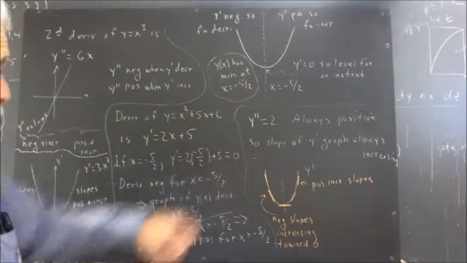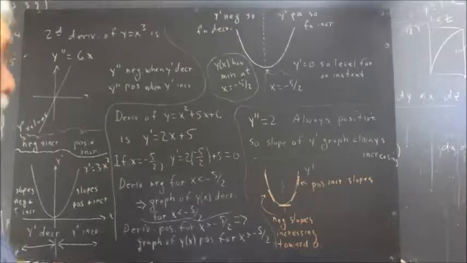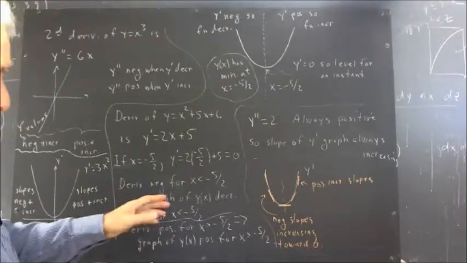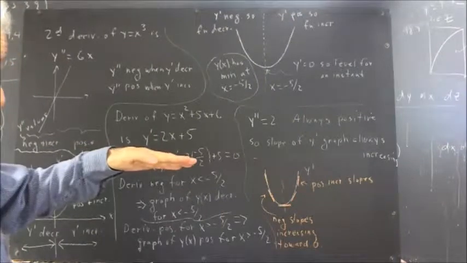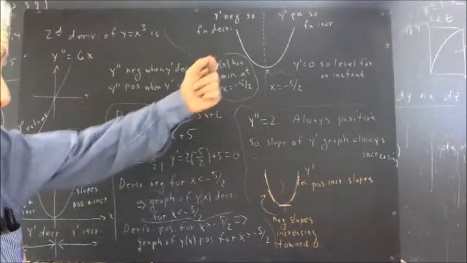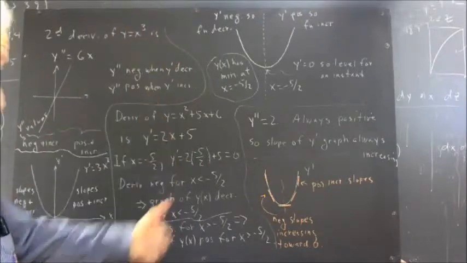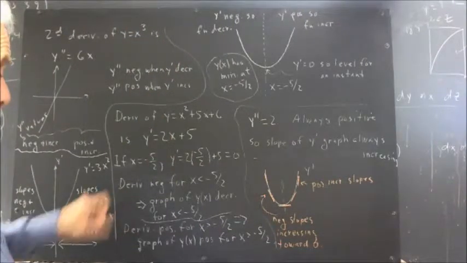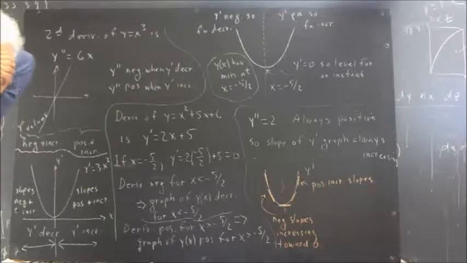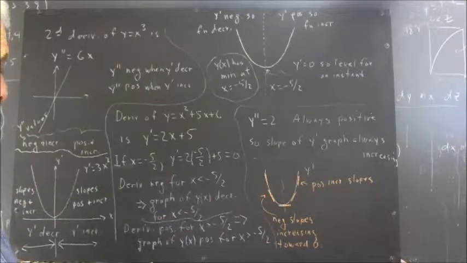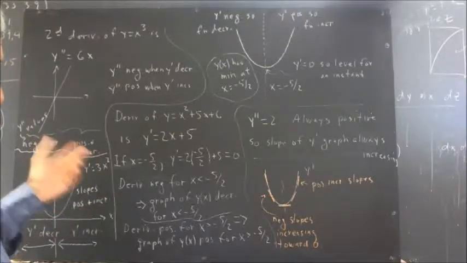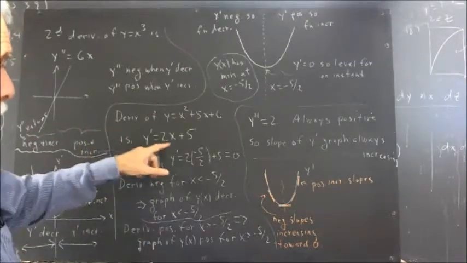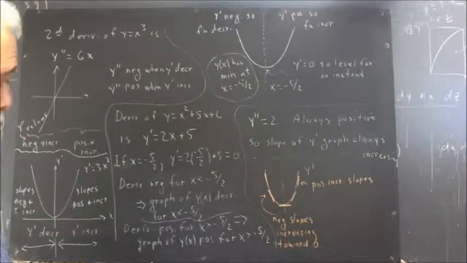So the derivative is 0 at the axis of symmetry, as we would expect for a parabola, because where the derivative is 0, a parabola flattens out. It flattens out at its vertex, and its vertex occurs on the axis of symmetry. The derivative is negative for x less than negative 5 halves. How do we know that? We just solve the inequality 2x plus 5 less than 0, and we get x less than negative 5 halves.